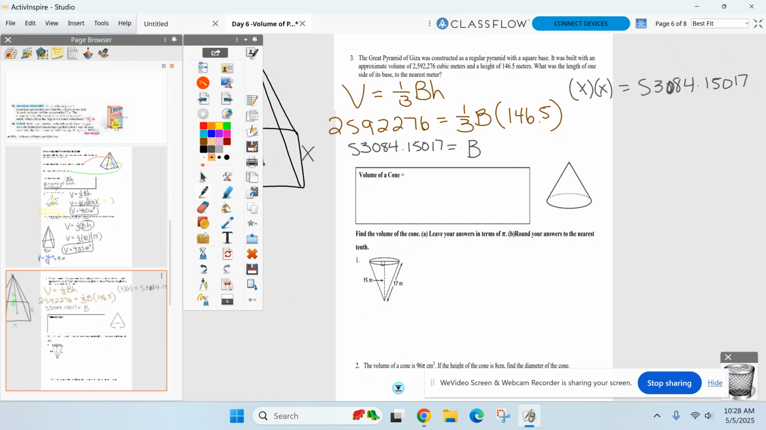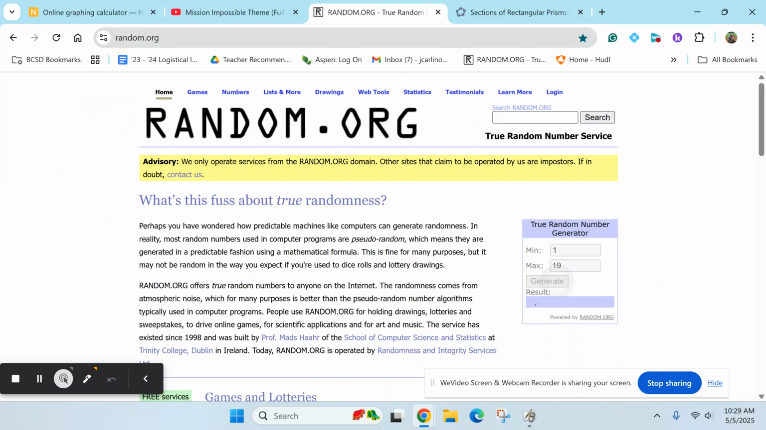Everyone's good there? How I'm getting to one side. Length times width, they're both the same. I keep going. I don't get 2x. I get x squared equals 53,084.15017. And now, how do I solve for one side of the base here using this, Theo?